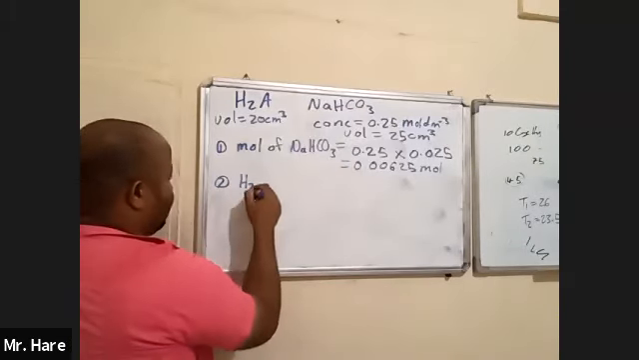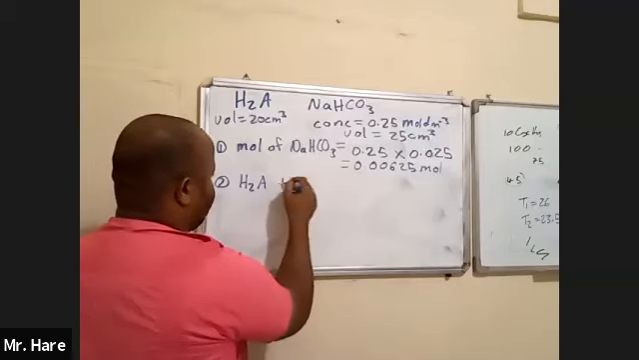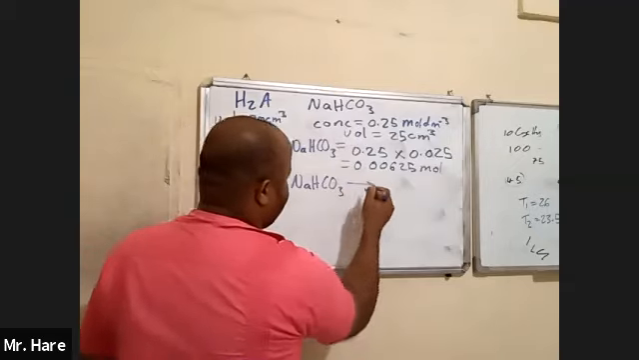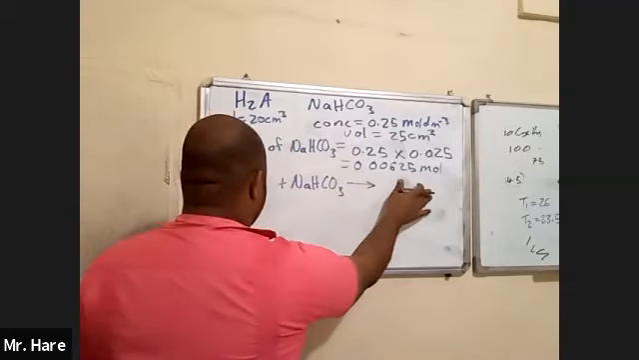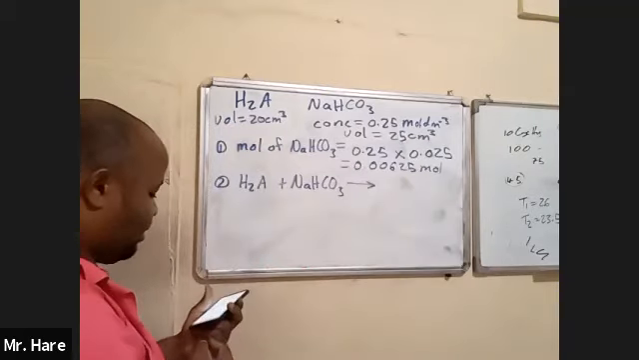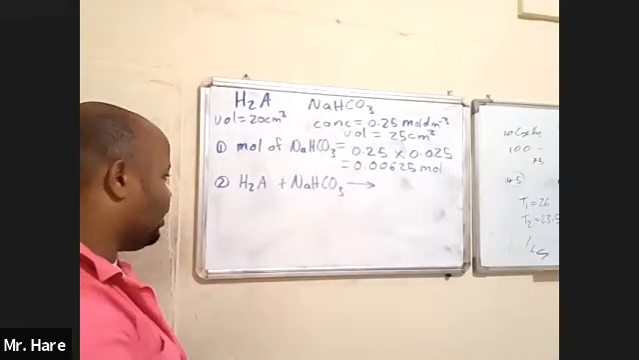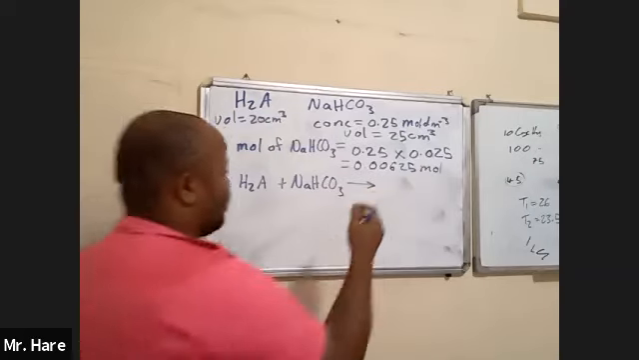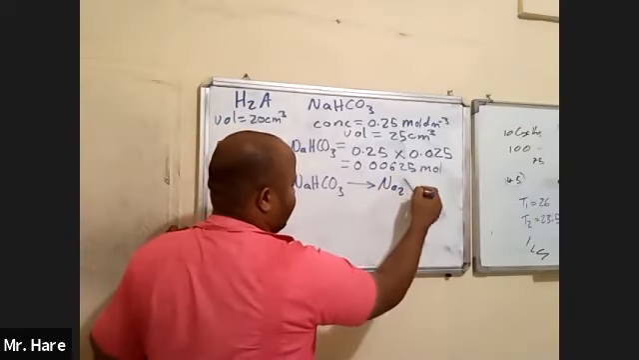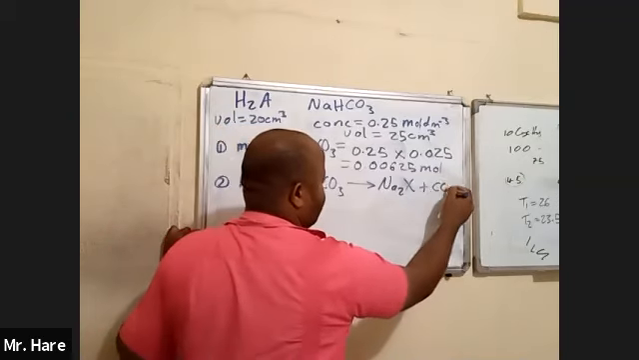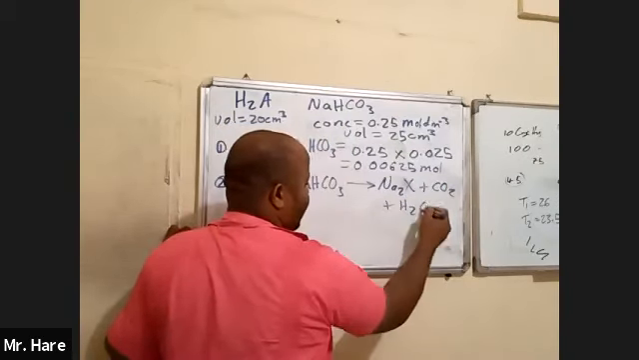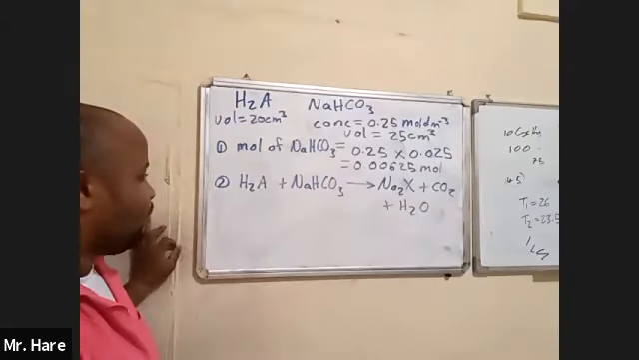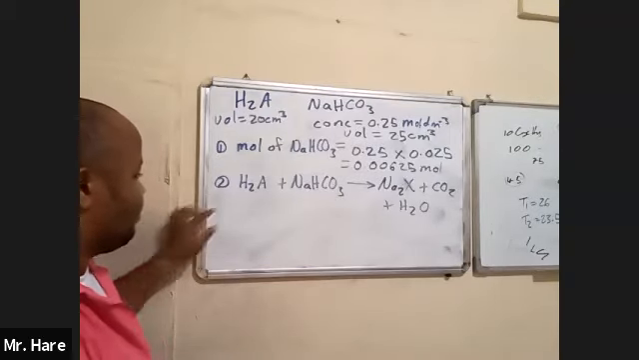So H2A reacts with sodium hydrogen carbonate. Let me see who can tell me what we would get over here. I'll give you a few seconds. Sir, you will get Na2X plus CO2 plus H2O. Tell me why you say Na2X. Sir, because in the acid you have the two right there.